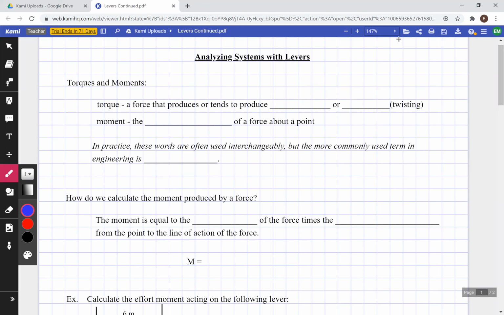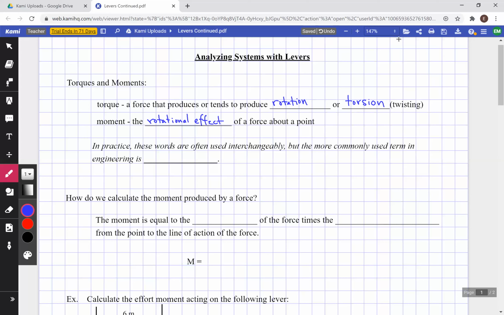So the definitions that we have: a torque is a force that produces or tends to produce rotation or torsion. Torsion is a fancy word for twisting. Engineers like to have fancy words. And one of those fancy words is moment. So a moment is the rotational effect caused by a force about a point.